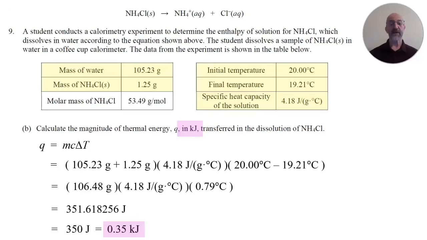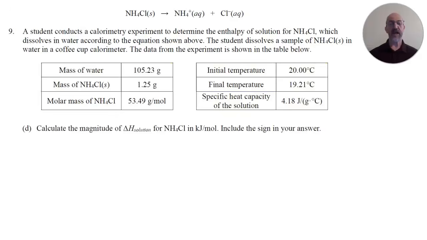All right, now let's take a look at part D of this question, and you will notice there's that symbol for the change in enthalpy. So the enthalpy of solution is symbolized with delta H of solution. So calculate the magnitude of the change in enthalpy of solution for ammonium chloride, and they would like the units to be kilojoules per mole. It says include the sign in your answer. And if you're not sure what that means about the sign, the change in enthalpy will be positive if the change is classified as endothermic, and the sign of delta H would be negative if the change in enthalpy is classified as exothermic.